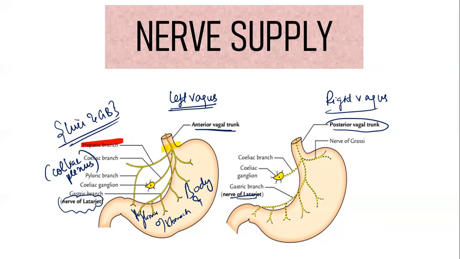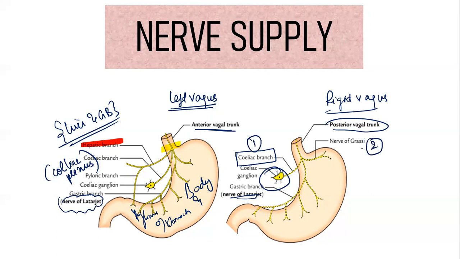So the hepatic branch supplies the liver, the celiac branch supplies the celiac plexus. So what is actually supplying the stomach? Yes, it is the anterior nerve of Latarjet that supplies the body and the pylorus of the stomach. Now similarly, if you take the posterior vagal trunk, you have got the celiac branch, again which is going to supply the celiac ganglion along the celiac plexus. This is number one.